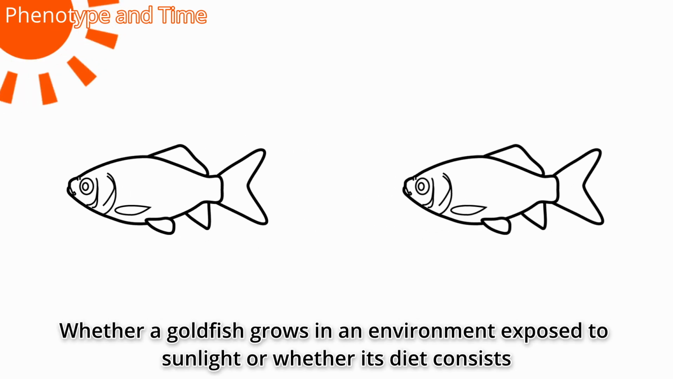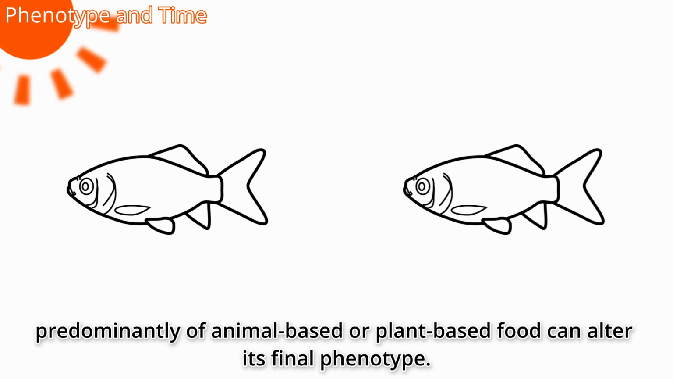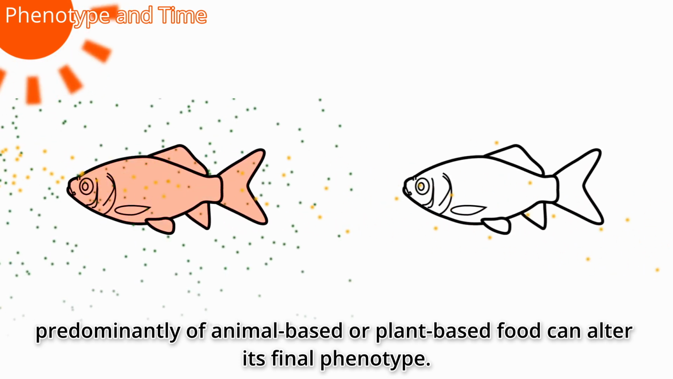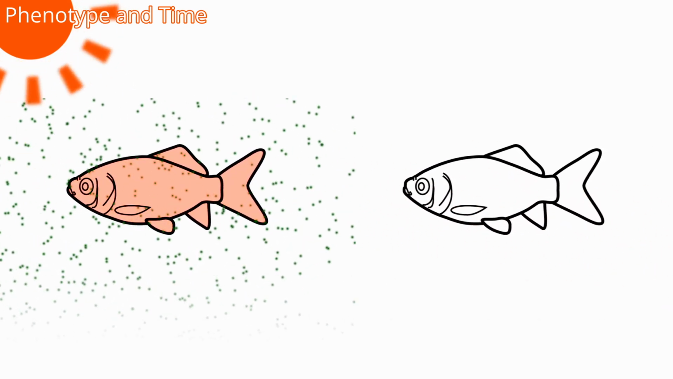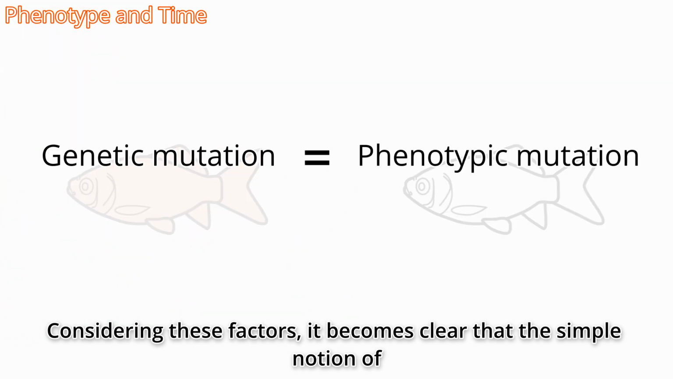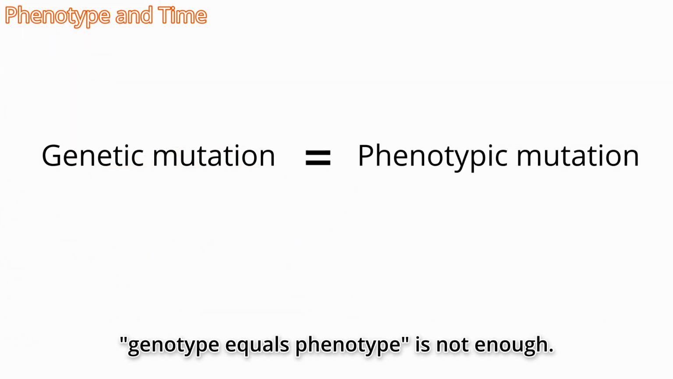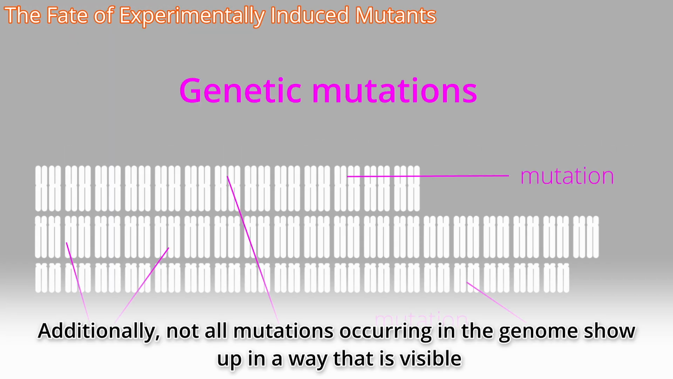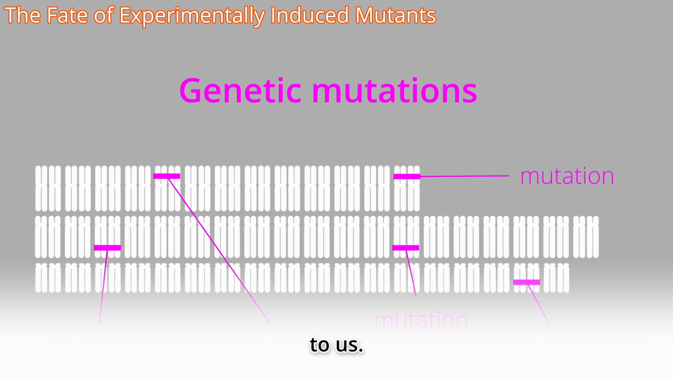Whether the goldfish grows in an environment exposed to sunlight or whether its diet consists predominantly of animal-based or plant-based food can alter its final phenotype. Considering these factors, it becomes clear that the simple notion of genotype equals phenotype is not enough. Additionally, not all mutations occurring in the genome show up in a way that is visible to us.